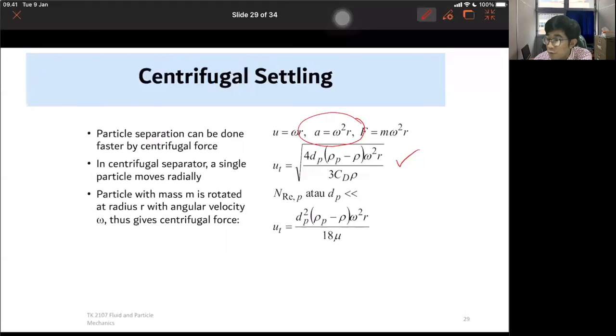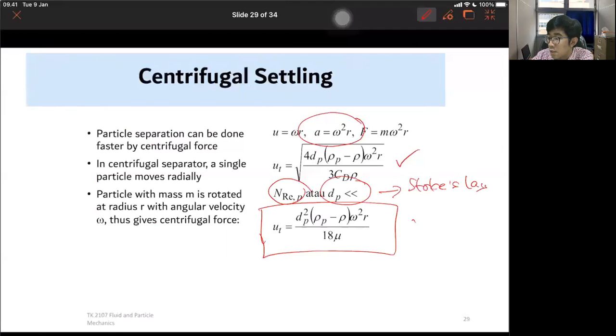Okay, for the very small diameters or very small Reynolds number, again it falls into the Stokes law. Then you can use this equation. This is the Stokes law. Reynolds number is around 0.2. Sometimes it's around 0.2, sometimes it's around 1. Basically, different textbooks sometimes give different values.